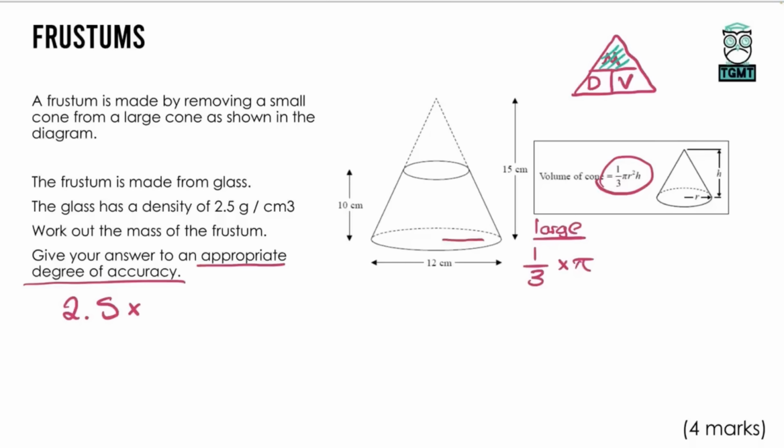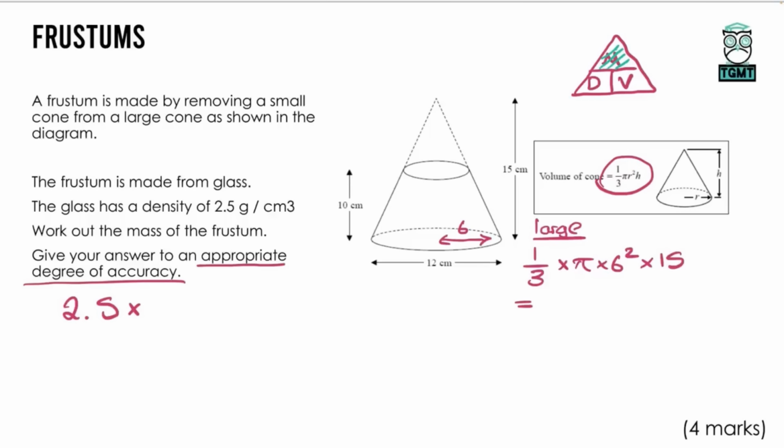The radius here for the large cone would be half of 12, so that's 6. So times 6 squared. And the height of that large cone would have been 15. So there we go. I'll type that into the calculator. 1/3 times by pi times by 6 squared times by 15.